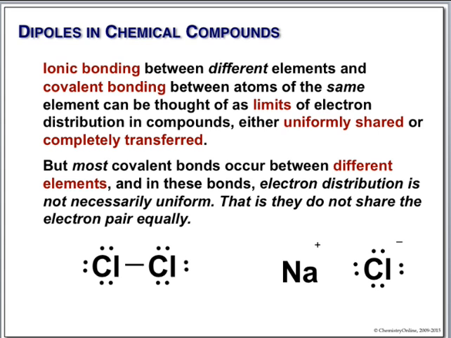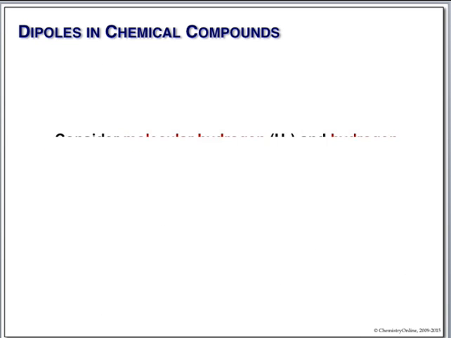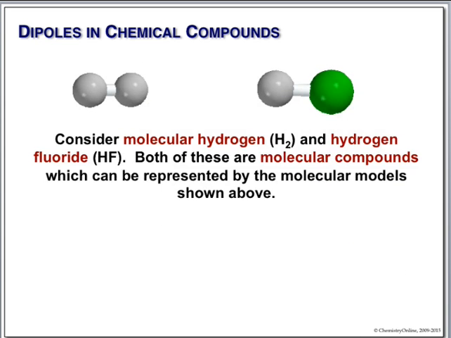Most compounds, and virtually all carbon compounds, are going to be somewhere in between. And that is the thing that gives carbon compounds their reactivity. Let's consider hydrogen, H2, and hydrogen fluoride, HF. These are both simple diatomic molecules with covalent bonds.